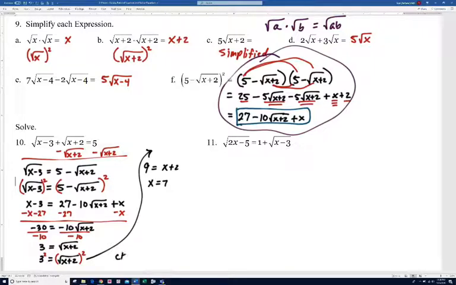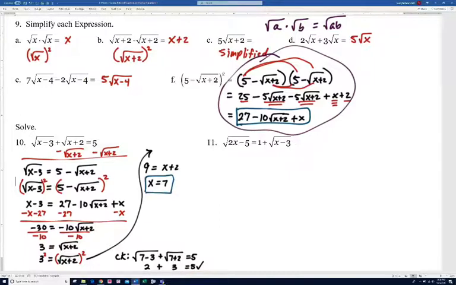And let's go ahead and check that. So we have the square root of x minus 3, or in this case we're plugging in 7, so the square root of 7 minus 3 plus the square root of 7 plus 2 equals 5. Well, that's going to be the square root of 4, which is 2, plus the square root of 9, which is 3. And so that does equal 5, and so 7 is a good answer.